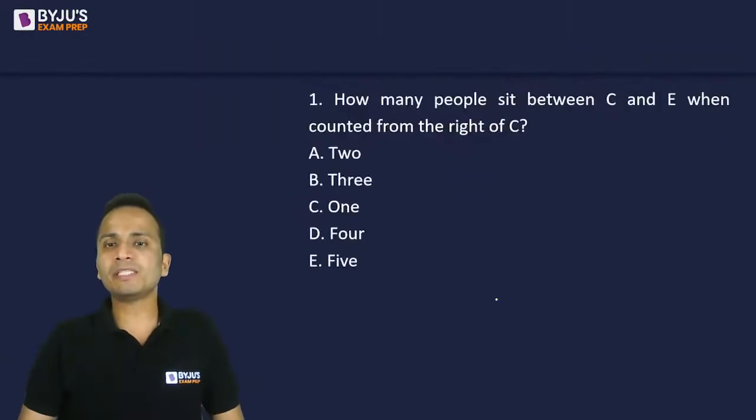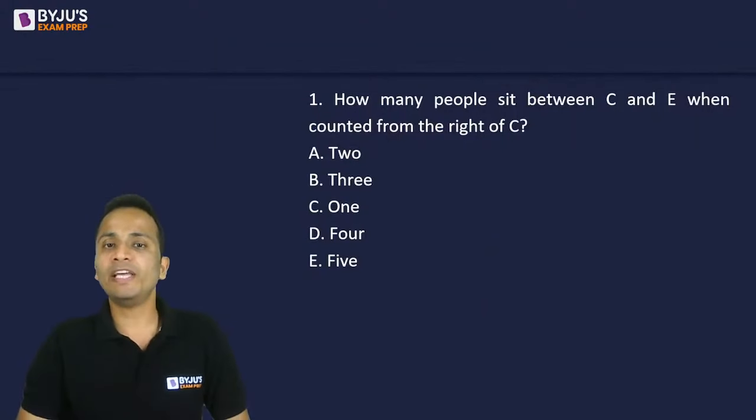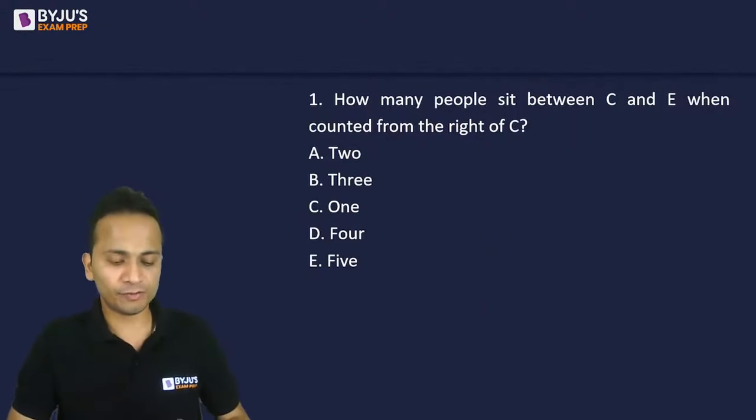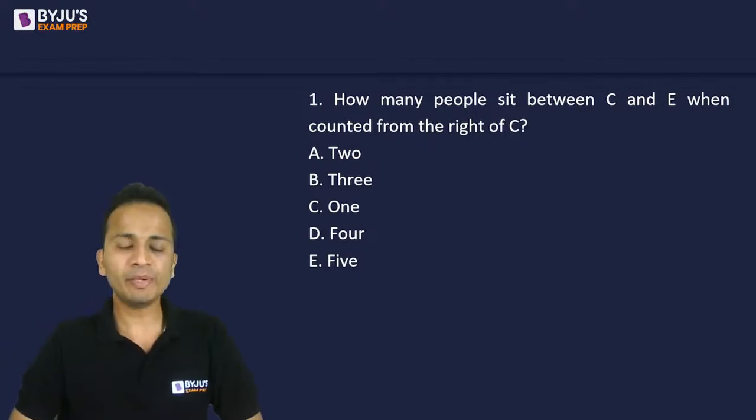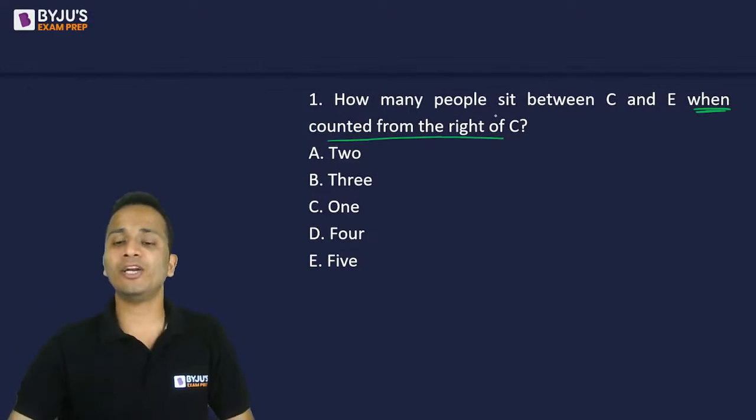So how many people sit between C and E when counted from the right of C? Quickly give me an answer for this one, all of you. So how many people sit between C and E? Important is when counted from the right of C.